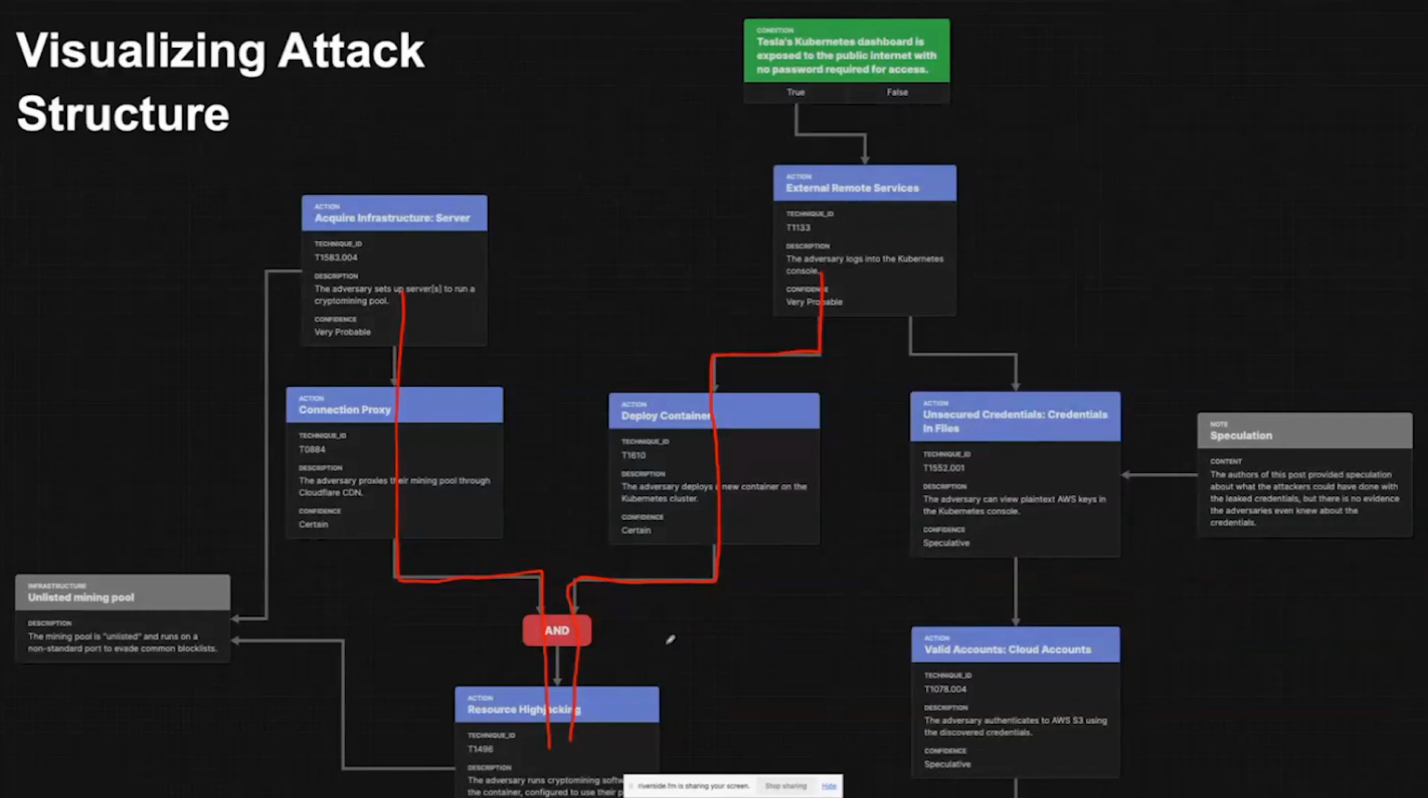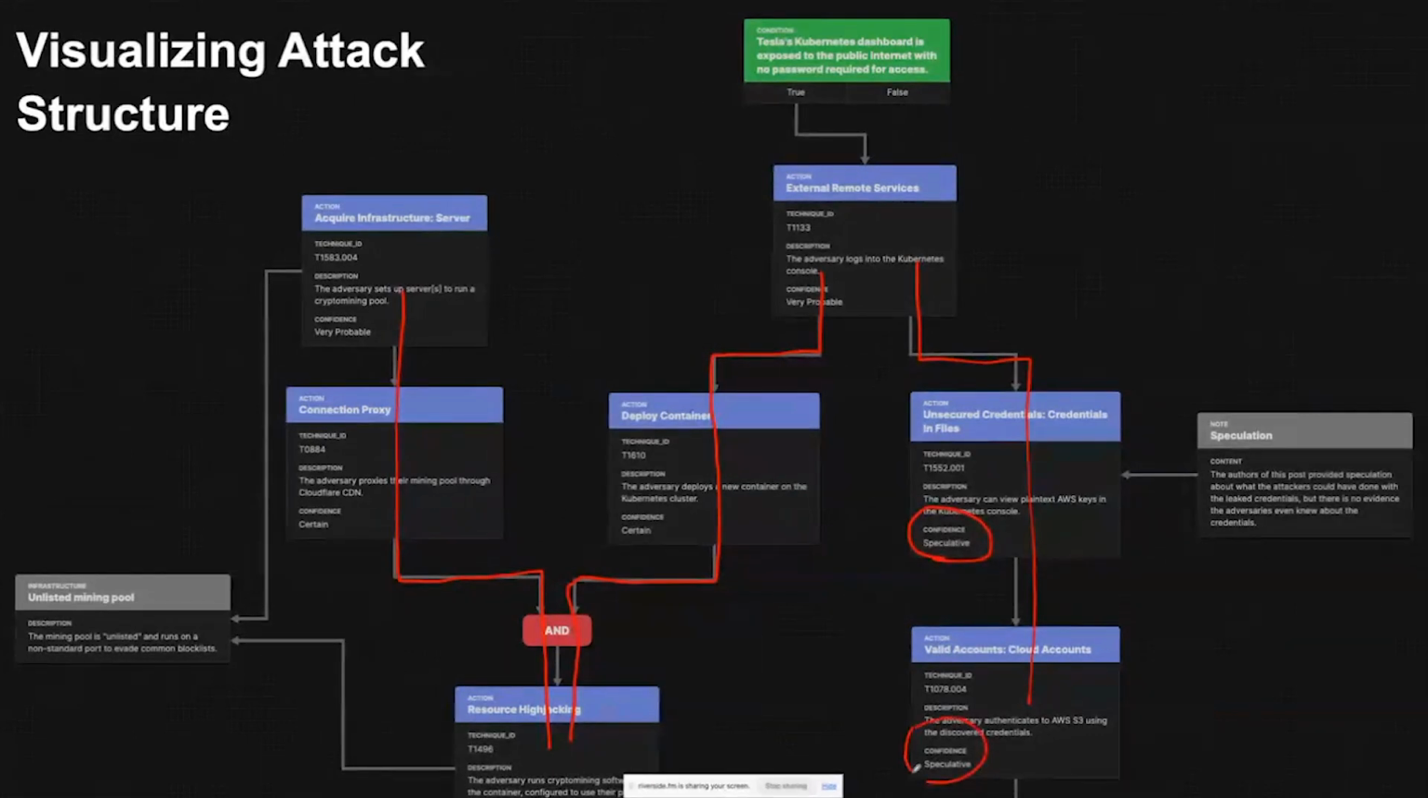And another thing that I really like about attack flow, if we take a look at this side of the attack, this is actually a hypothetical portion of the attack. So remember I said that the Tesla incident was reported by external researchers, not Tesla's internal incident response. And so those researchers noted that there were some insecure AWS credentials that could have led to further attacks. But one of the things that's not obvious when you're reading that report is that this is just speculation.